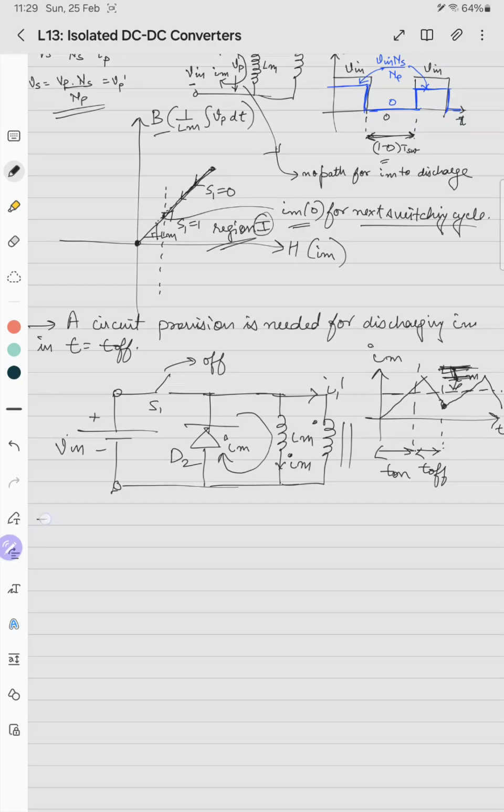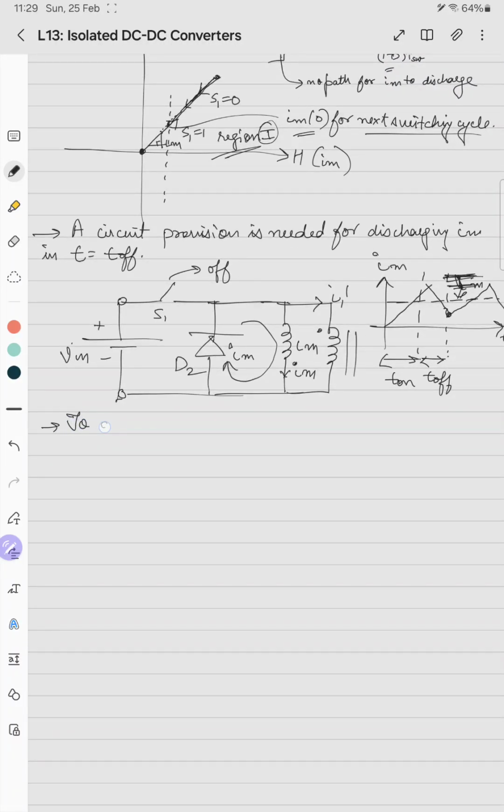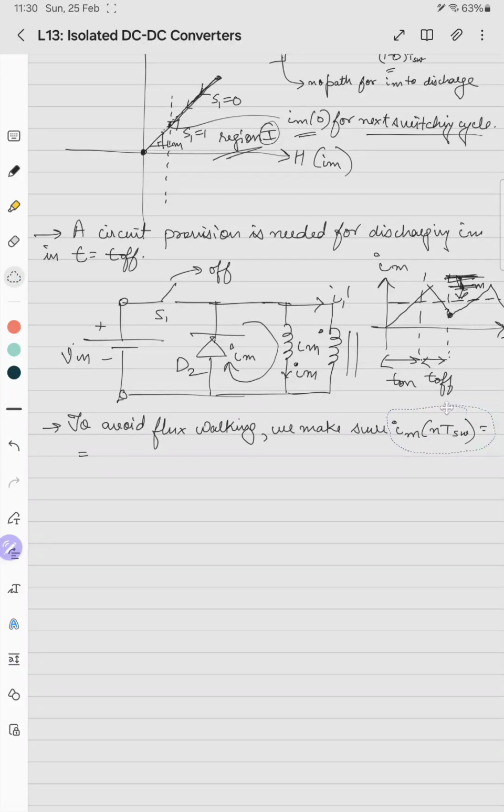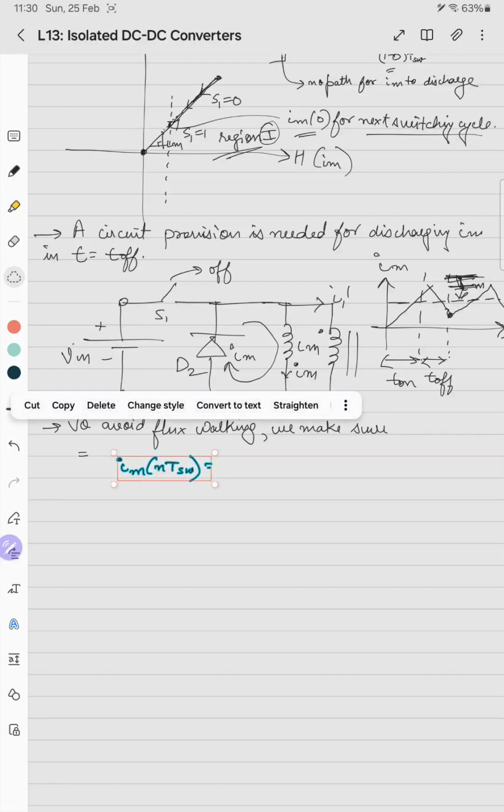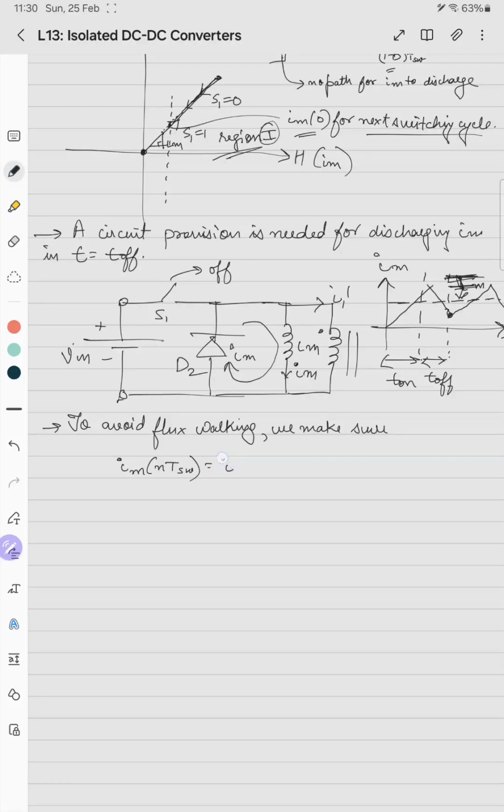So what we are doing, to avoid the flux walking phenomenon, we make sure IM of n into T switching equals IM of n plus 1 into T switching equals 0. Okay, I'll just cut paste this. This means at the end of every switching cycle, we are making sure that this IM becomes 0.